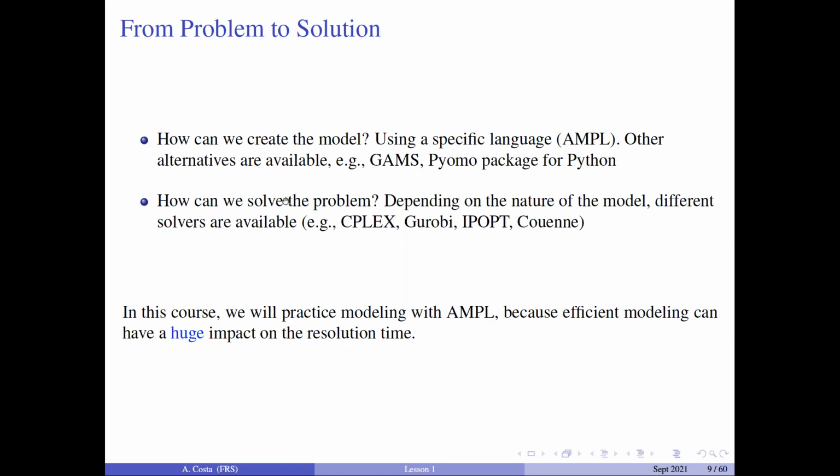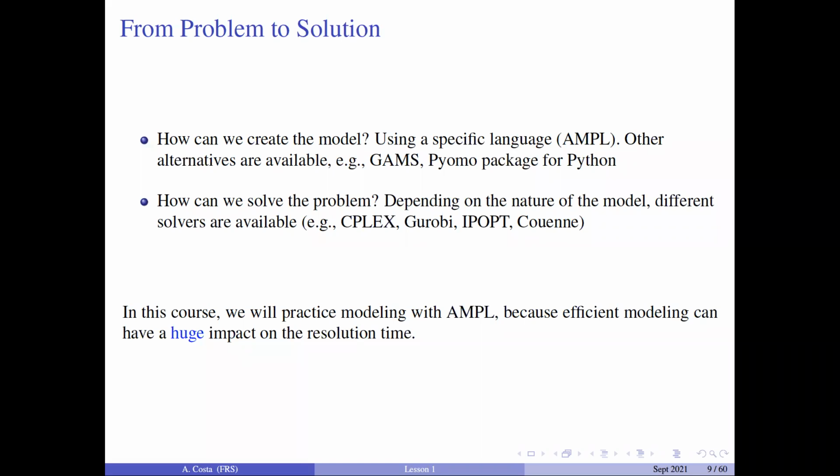And what about solving the problem? Okay, for solving the problem, there is already a wide range of software that you can use. There is Cplex that we are using in this course. Cplex is the state-of-the-art for linear and integer problems. We have Gurobi that is also good for integer and linear problems. We have stuff for non-linear, non-convex. It really depends on the kind of problem we have to solve, okay?